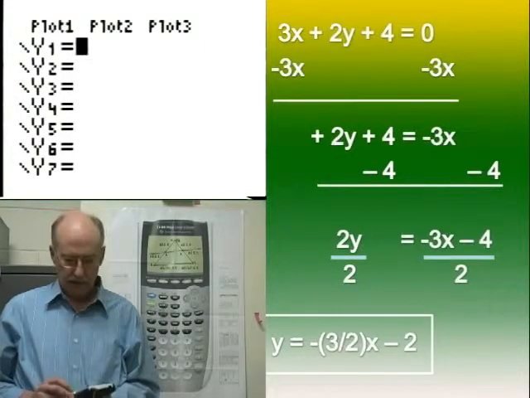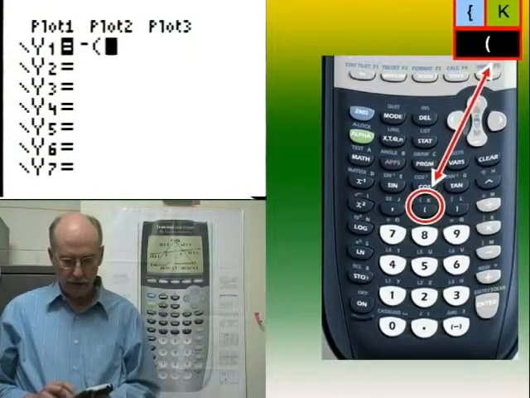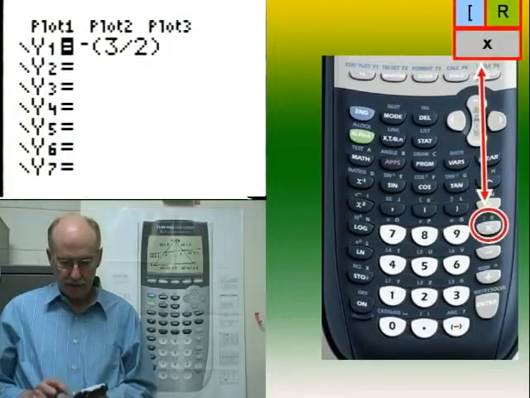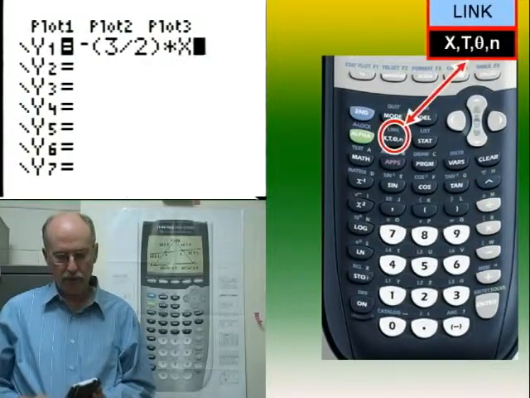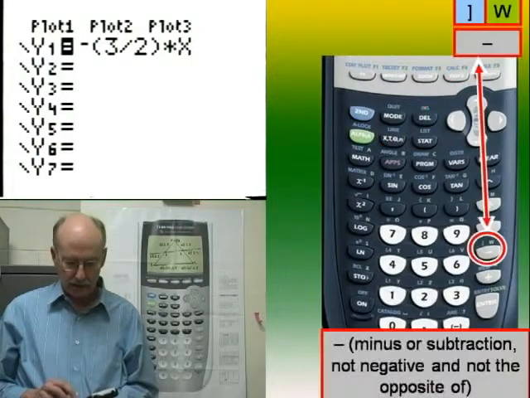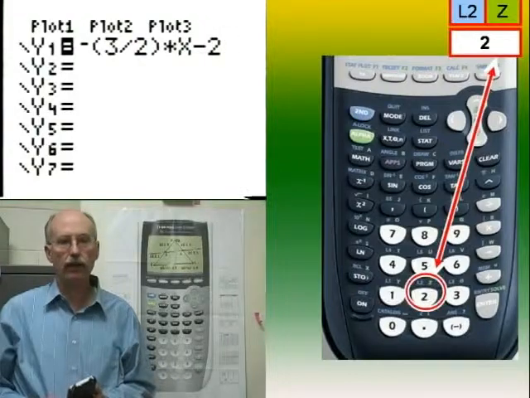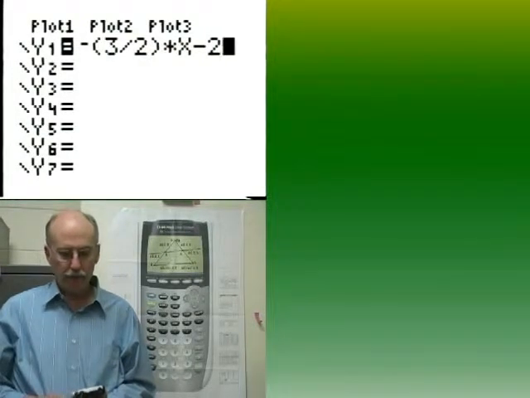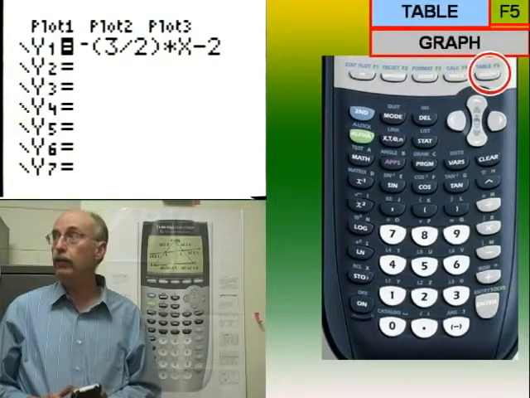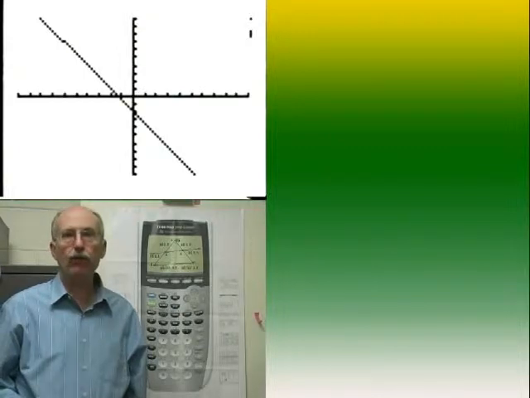Let's enter that. So we're going to start with the opposite of, parentheses, 3 divided by 2, parentheses, times x, and we hit the X,T,theta,n column button to get the x, minus 2. And now we've got the equation loaded into the calculator. We can press the graph button on the top right-hand side, and we should be able to get a graph of that line. That seemed pretty straightforward, didn't it?